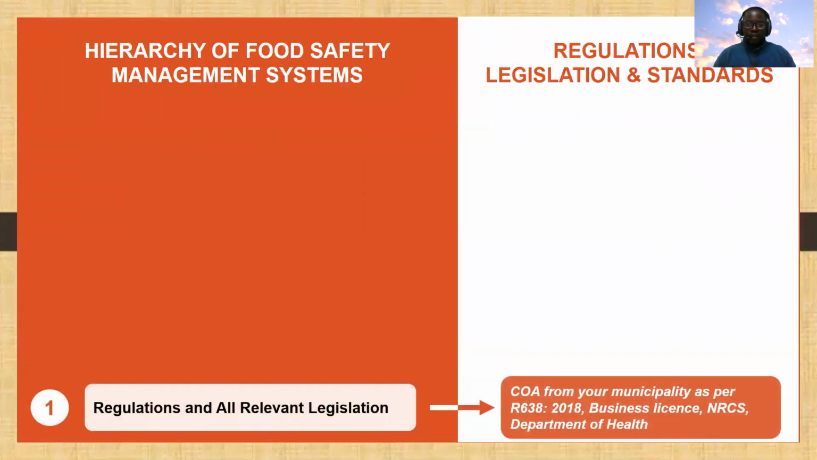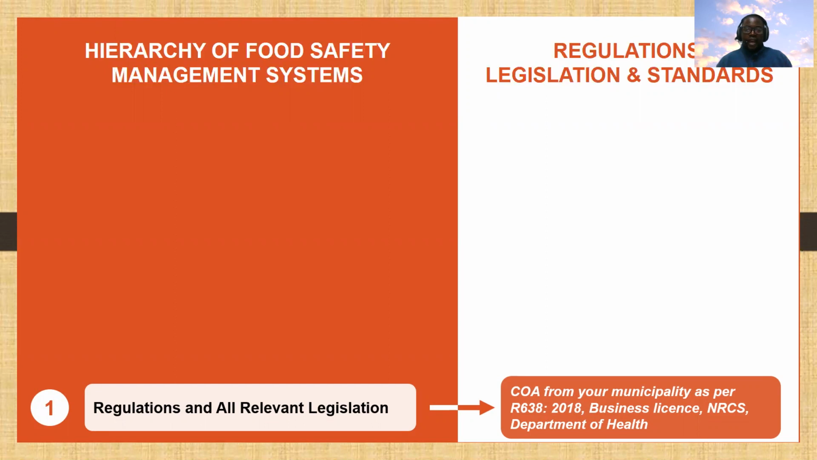Assuming that you're a small facility and you want to start a pie bakery, there are certain things that you'll need to comply with. So we'll use that as a perfect example of how to implement food safety management systems.